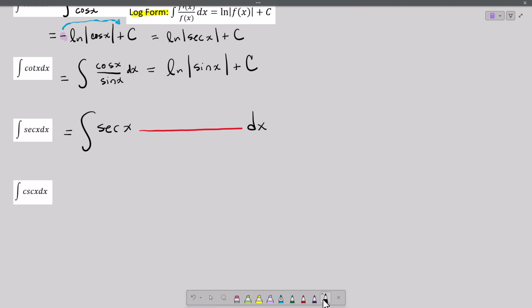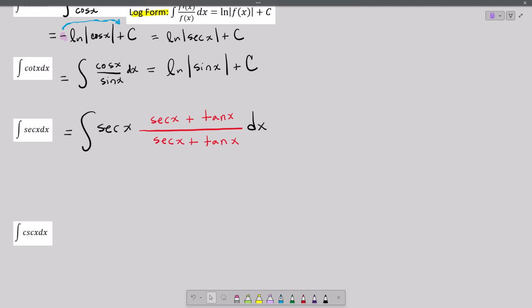Now, what is the derivative of secant? Secant tangent. And this is how I remember it. We're not going to multiply by secant tangent, but we're going to multiply by something really close. If we remember the derivative of secant is secant tangent, we just break it apart and put a plus. This is the key. That is the form of 1 that we want to multiply by to put it in log form.